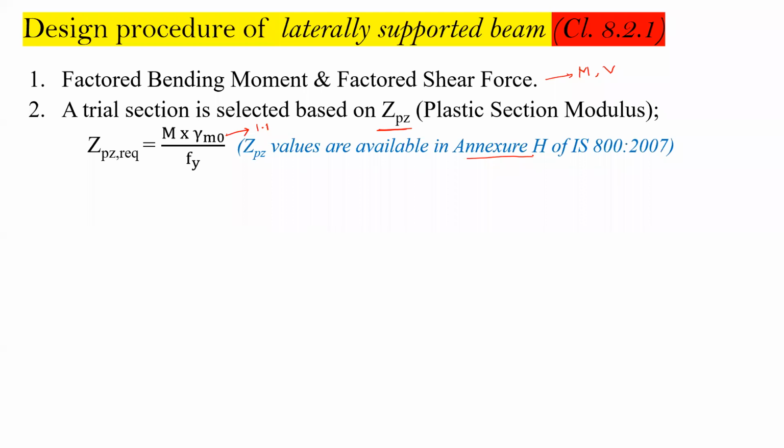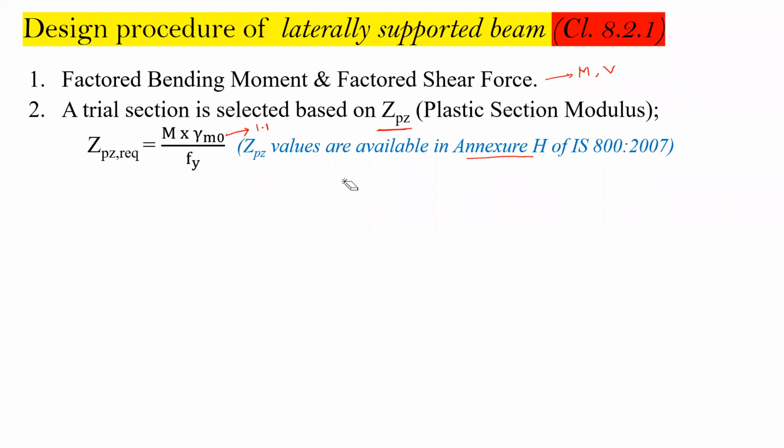Suppose, for example, you have got the ZPZ required value as 500. Let's just consider this value. So you are going to select a section which has a ZPZ value greater than or equal to 500. It is always better to go for greater than 500. Similarly, the area calculation, what we have done in the tension members. Anyways, this is how you're going to select the trial section.